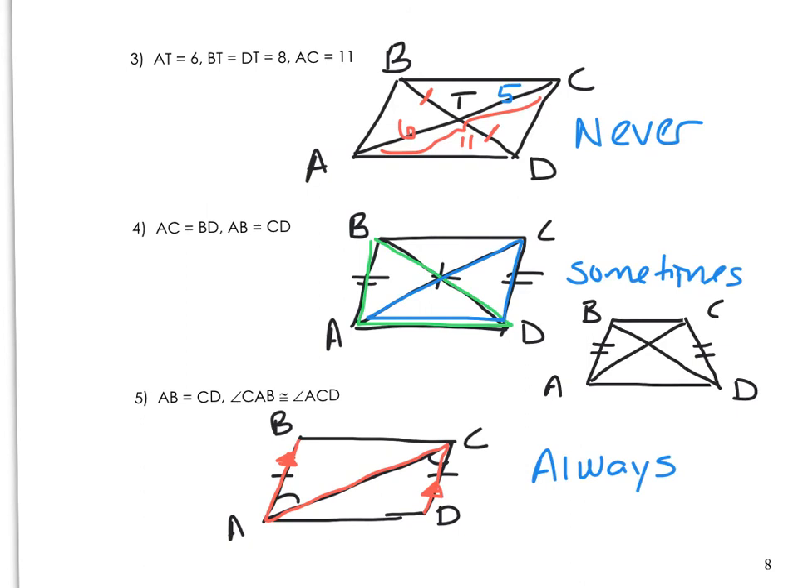Number 5 is an interesting one. Knowing that AB and CD are congruent, the way I drew it, the left and the right side are congruent, and knowing that we have a set of congruent angles, what that tells us is that these two angles, angle CAB and angle ACD, are alternate interior angles. If they're congruent, I know that the lines that form them are going to be parallel. So I know that AB and CD are going to be parallel. So I know that I have one set of opposite sides that are both parallel and congruent. So that shows that this is always a parallelogram.